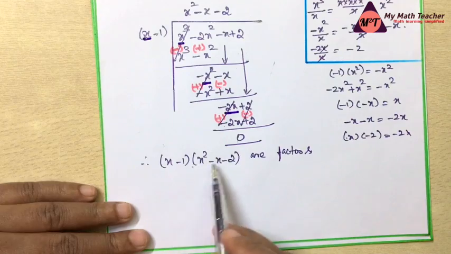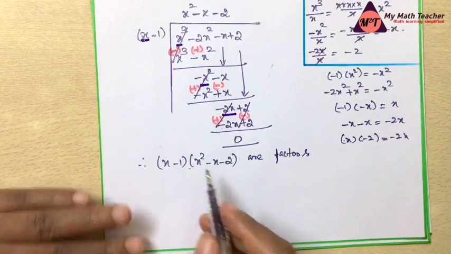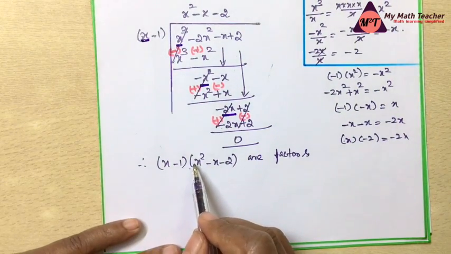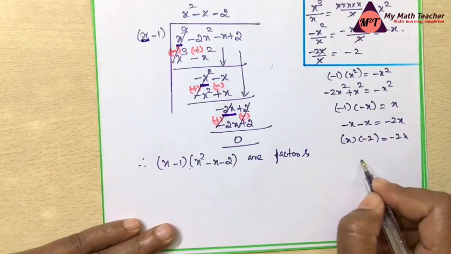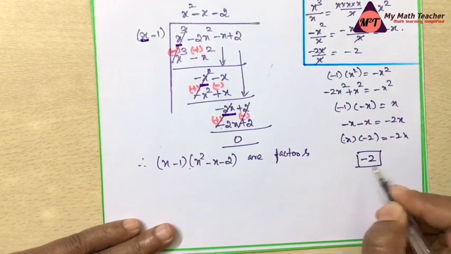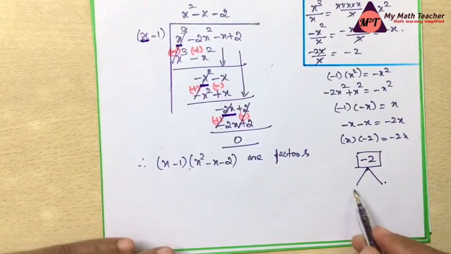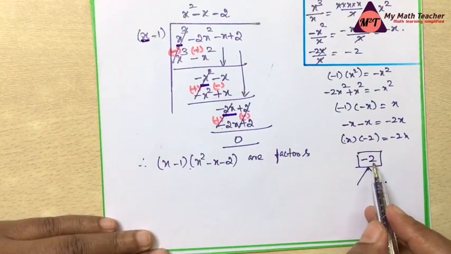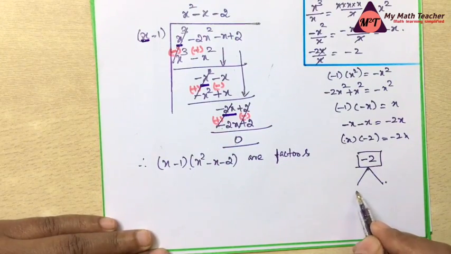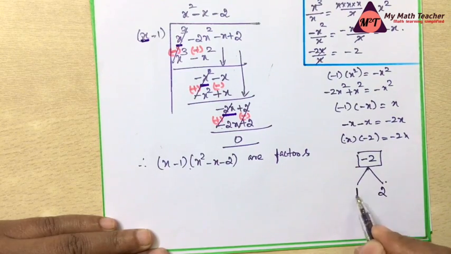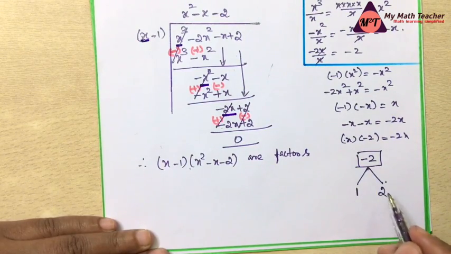Second, we have to factorize this one as well. How to factorize this? Simply multiply 1 into minus 2. It is minus 2. Okay, you have to think of two numbers. When you multiply, you should get 2 here. So let us multiply 1 and 2. That is the only option. 1 and 2, you will get 2 here.